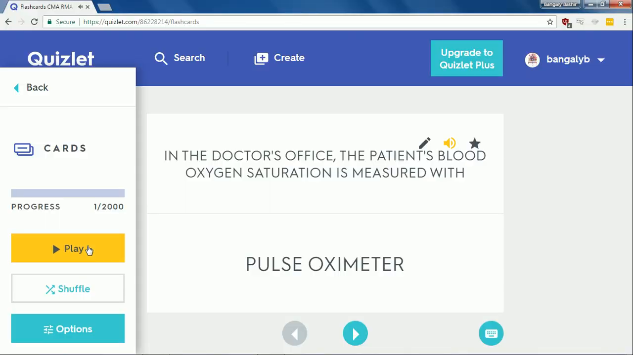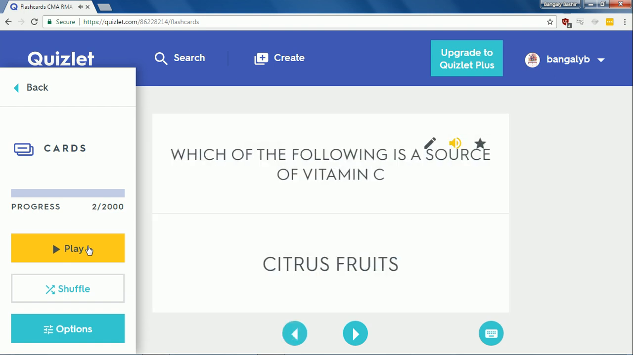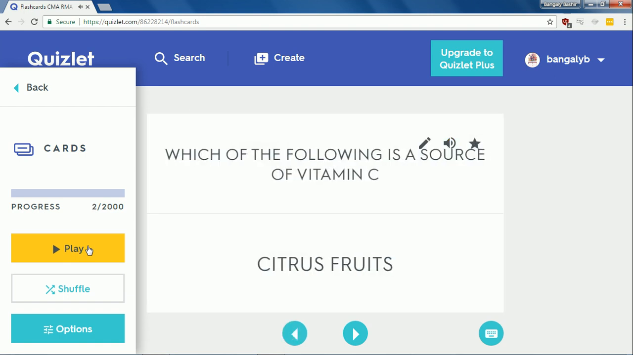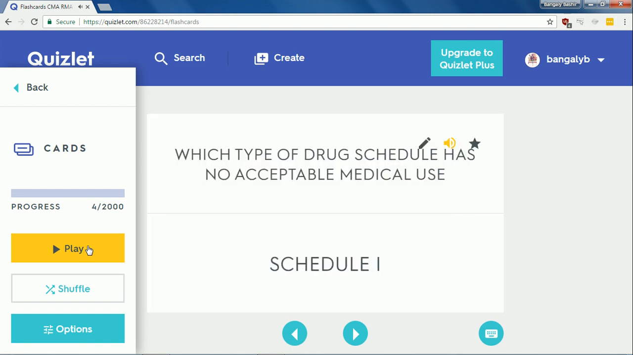In the doctor's office, the patient's blood oxygen saturation is measured with a pulse oximeter. Which of the following is a source of vitamin C? Citrus fruits. Which type of drug schedule has no acceptable medical use?